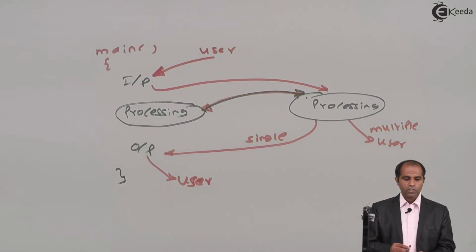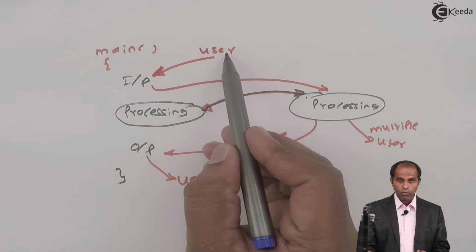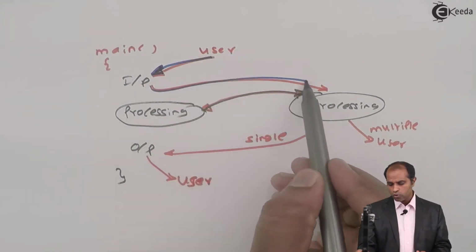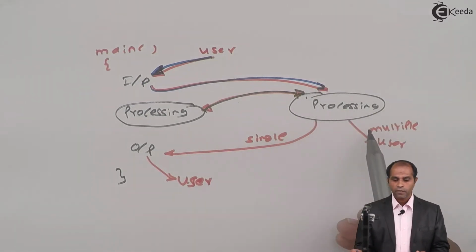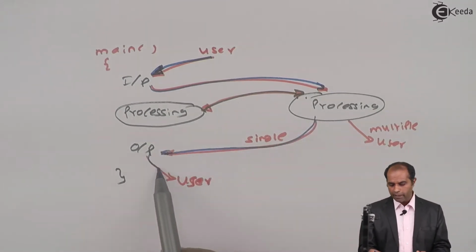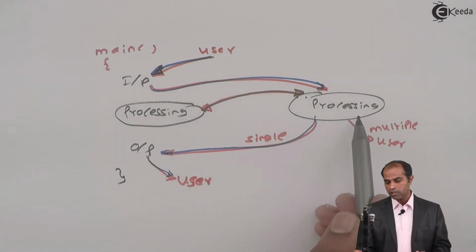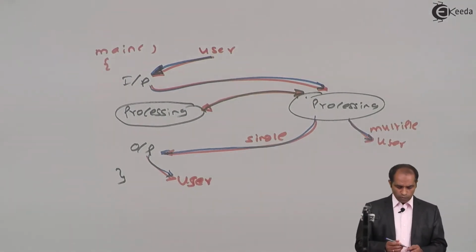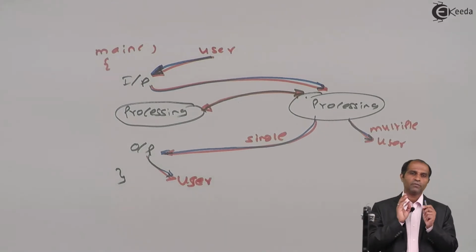So the flow goes in this fashion. Follow these arrows carefully. First, the values are accepted from the user, that is the input. This input goes to the processing part. The processing will do a task, and depending upon the result, if it is single, it will give a value back to main, and main interacts with the user. But if the results of the processing are multiple, then it gives the values back to the user itself. So you are supposed to always make use of this layout when you are designing functions.